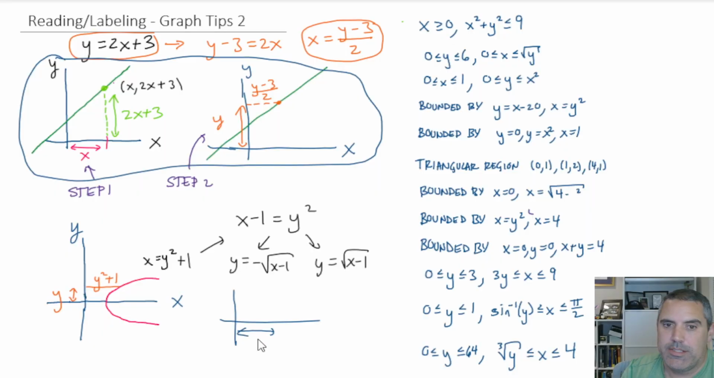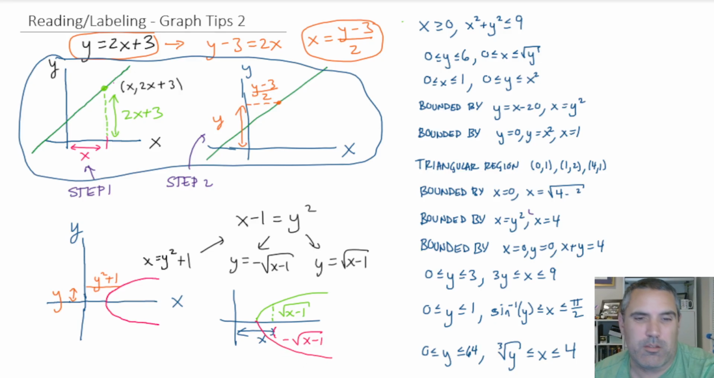So label this based off of x. How high do I want to go? Well, there's two possibilities. I could do the square root of x minus 1, which is this upper part of it, or I could go to negative the square root of x minus 1, which is the bottom part of it. And oftentimes that's something we have to understand. If we do it in terms of y, there's just one pattern we have to know. If we do it in terms of x, there's two.